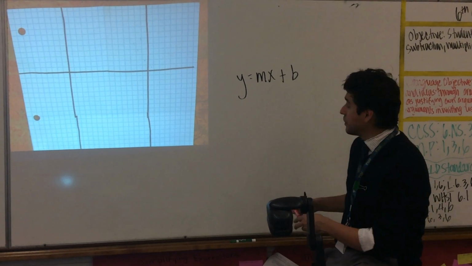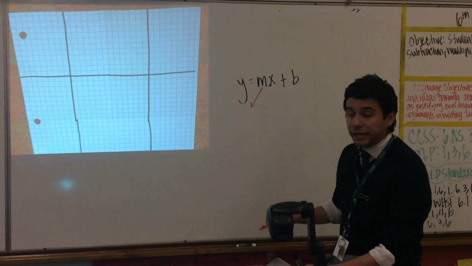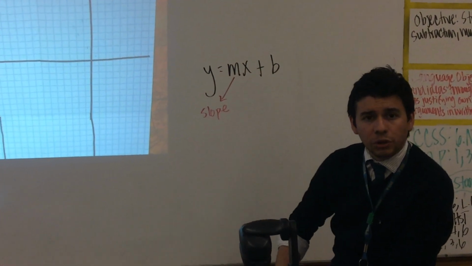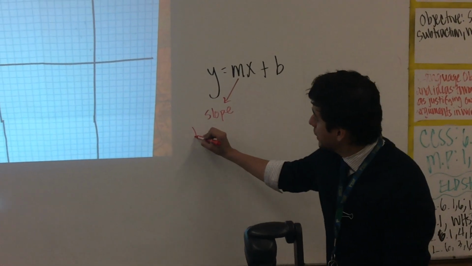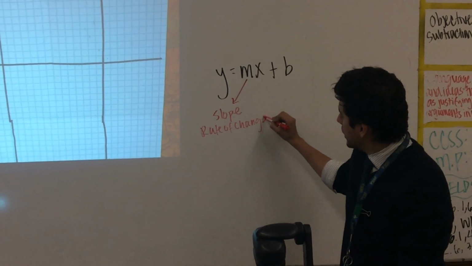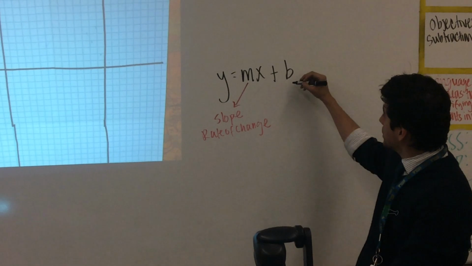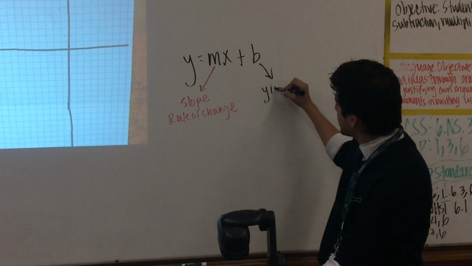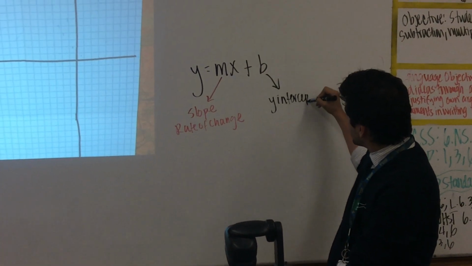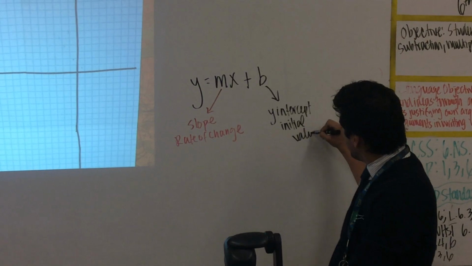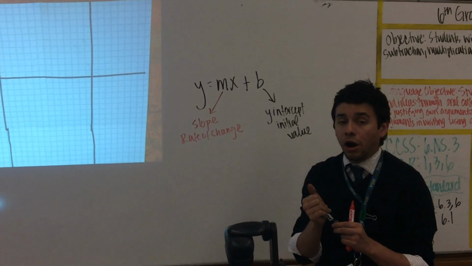Now let's go over some vocabulary. The number in front of the x is always called the slope. What's another name for slope? You already learned that in class. It's rate of change. Okay, that's the rate of change. The b is the big B, right? The y-intercept. So this is your y-intercept. Or we could also call it the initial value. Okay, you already know all of this.